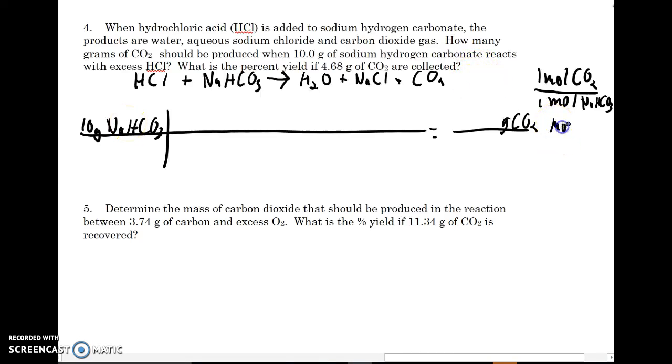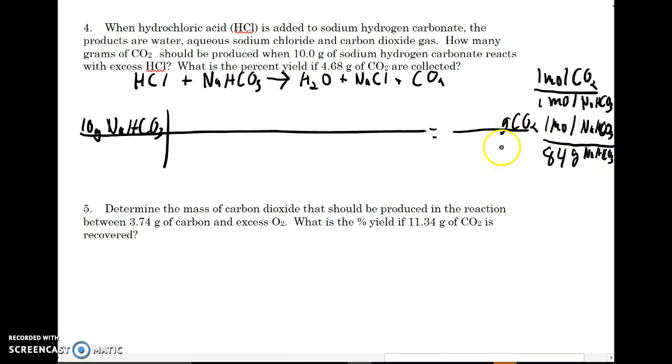So 1 mole of NaHCO3 to grams of NaHCO3. Running out of room there. So I have to add up the mass of every atom. The mass of sodium is 23, plus hydrogen, which has a mass of 1, plus carbon, which has a mass of 12, plus oxygen's mass is 16 times 3, and that gives me 84 grams of sodium hydrogen carbonate.